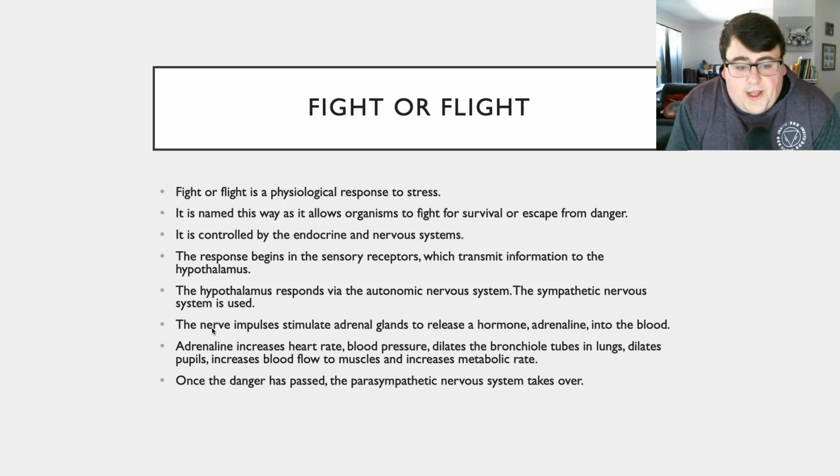When adrenaline's in the blood, it increases our heart rate, it increases the blood pressure, it dilates the bronchial tubes in your lungs, dilates the pupils in your eyes, and it increases the blood flow to muscles, increasing your metabolic rate. Once the danger is past, your parasympathetic nervous system takes over and returns everything to normal. Adrenaline is no longer stimulated to be released by the nervous system.